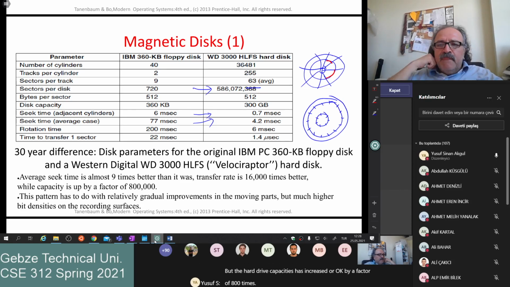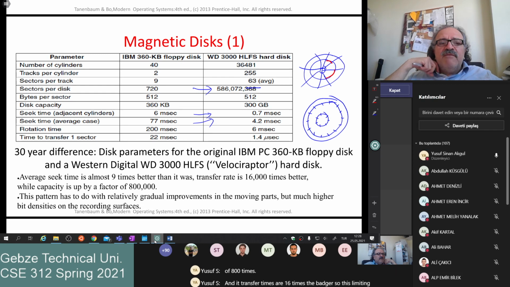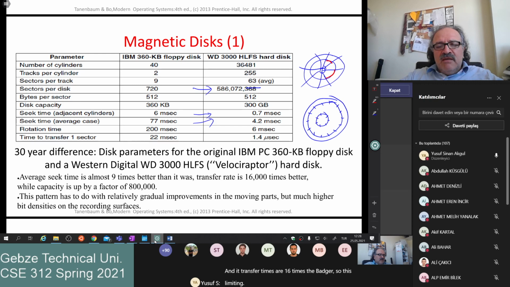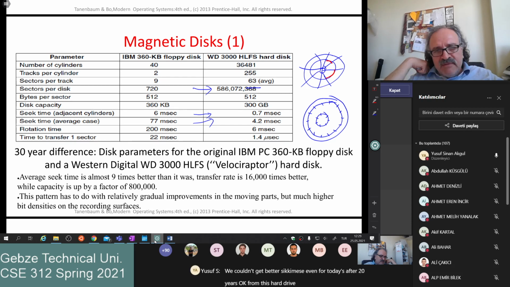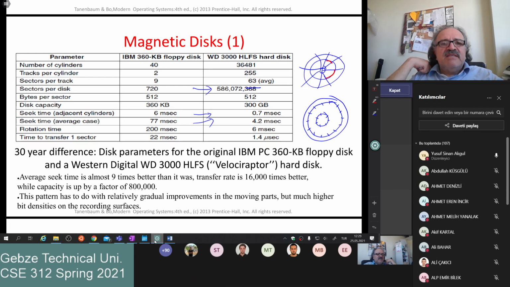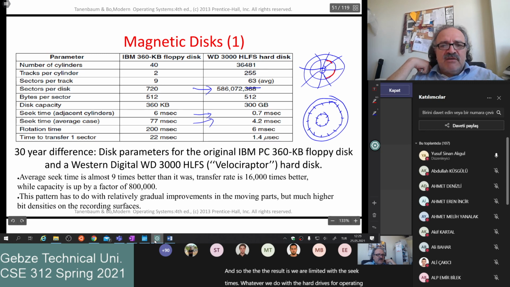So the limiting factor here is the seek times, and unfortunately we couldn't get better seek times even today, after 20 years from this hard drive, 10 years from this hard drive. And so the result is we are limited with the seek times. Whatever we do with the hard drives for our operating systems, we have to be very careful about these seek times and the rotation time and the time to transfer, etc.